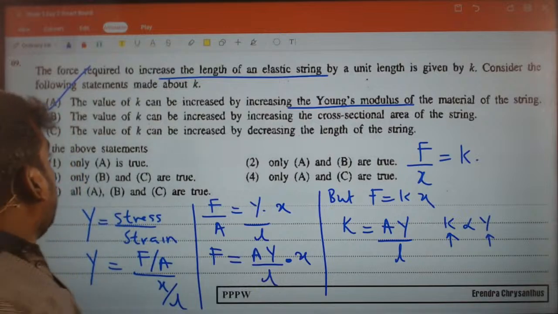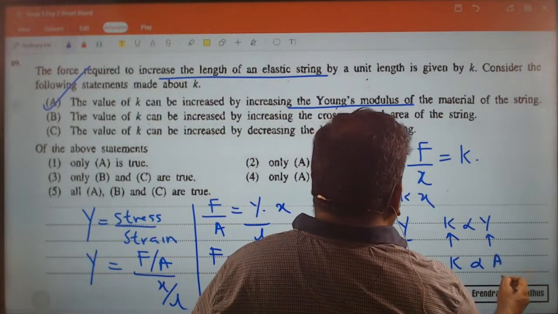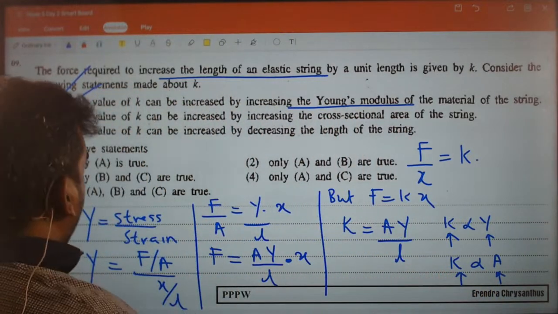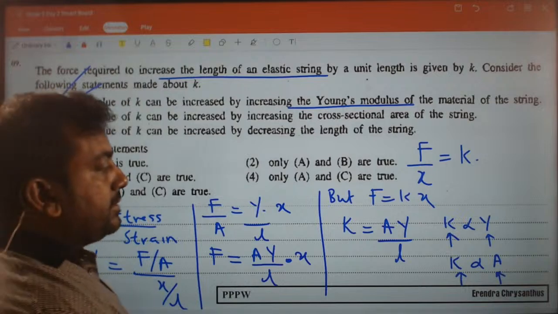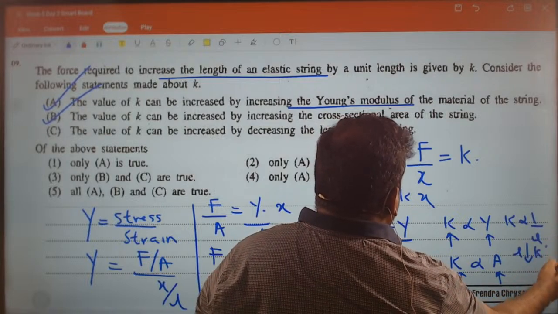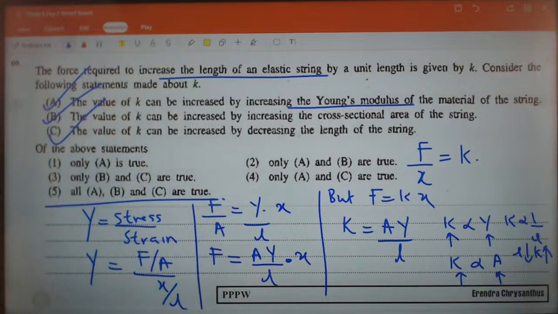Next one. The value of K can be increased by increasing the area. K is proportional to area. Area increases, K increases. B is correct. The value of K can be increased by decreasing the length. Yes. K is inversely proportional to length. Reduce the length, increase the K. C is correct. All A, B, C are true. Very easily you can get the answer. Don't forget now. Very simple work.